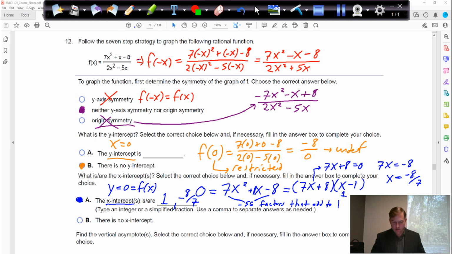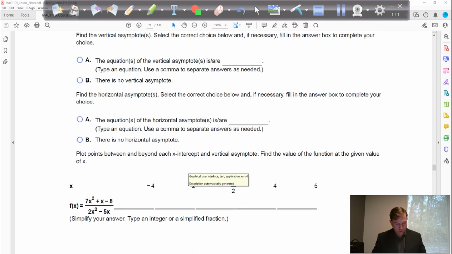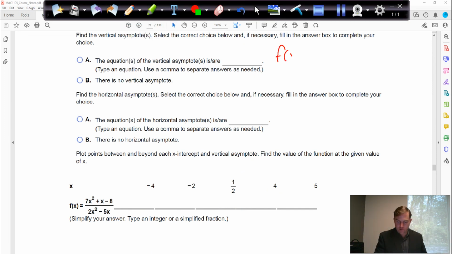Okay, a lot going on there. Let's take a look at the vertical asymptotes. Vertical and horizontal. Let's do them both. Okay. We could have done this right away. We could have tried to factor the whole rational function. So we just saw that the top factors into 7x plus 8 and x minus 1. And the bottom factors into x times 2x minus 5.